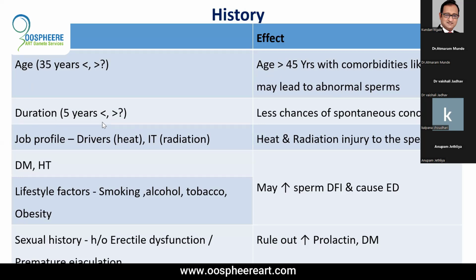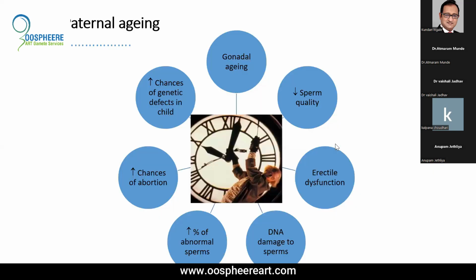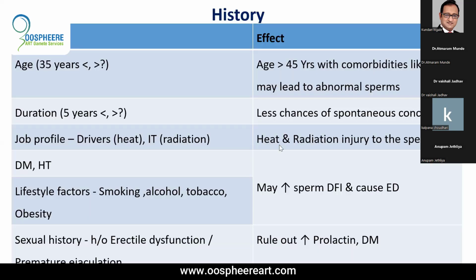If the duration of marriage is more than 5 years, we need to evaluate job profiles where heat or radiation can be injurious, that is, increasing the temperature of the testes. The basic mechanism for good spermatogenesis is having a low temperature of the testes. That's why the testes are outside. Lifestyle factors: smoking, alcohol, tobacco, indirect smoking, obesity, all these factors, and stress, which is important, may increase sperm DNA fragmentation and are an important cause of erectile dysfunction.